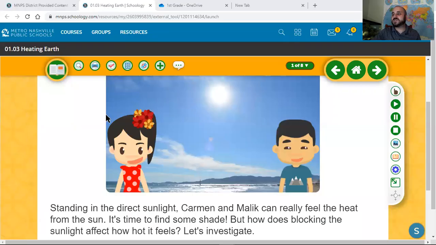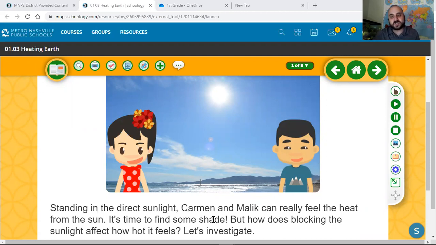Now, one word that you might have heard a couple of times is the effects of indirect sunlight. Well, they already gave us a clue about what indirect means. Let's look back up here at the picture. Standing in the direct sunlight, Carmen and Malik can really feel the heat from the sun. They have nothing blocking the sun from hitting them. Oh, sorry, you guys can't see that. So here we see that Carmen and Malik have nothing blocking the sun from hitting them, right? They are in direct sunlight. They're right in the way of it.